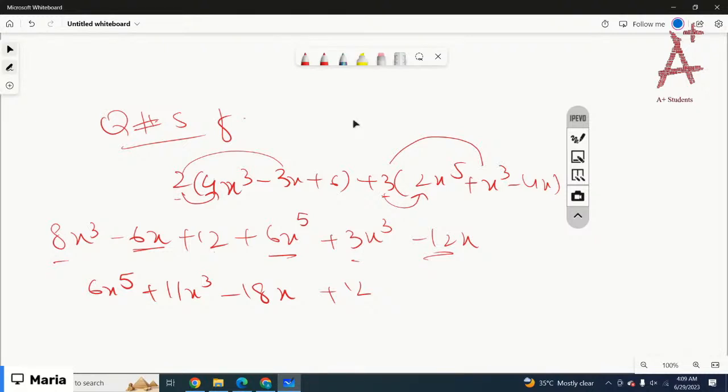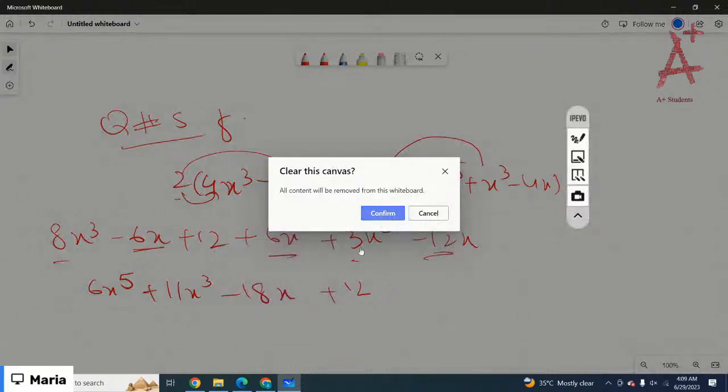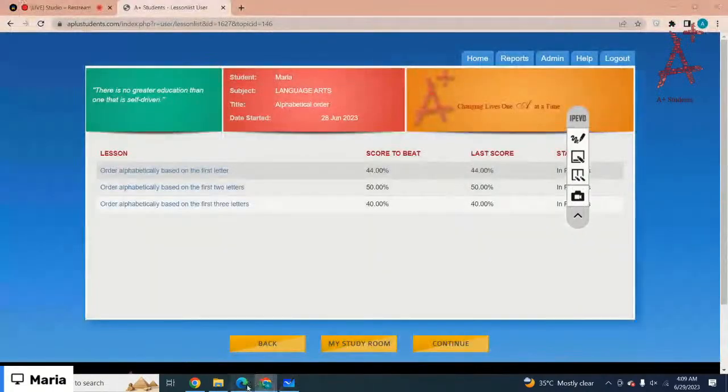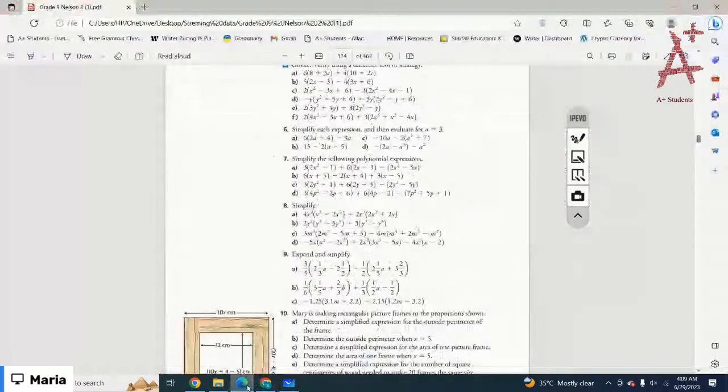Okay, let's just move on to the next question. Question number 6. Simplify each expression and then evaluate for a equals 3. Now you have to just simplify and then evaluate. Let's just start with A.